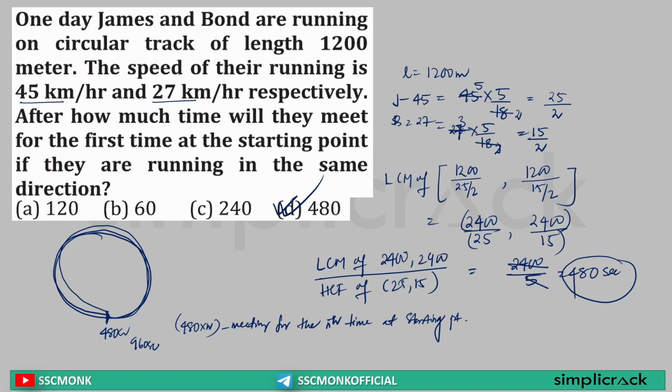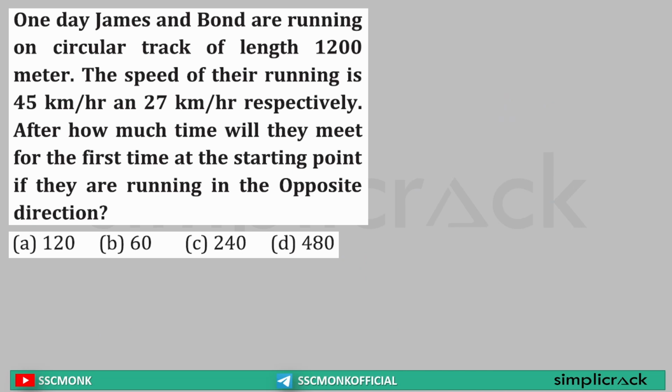Clear? Sorted? Next. One day, James and Bond are running on a circular track of this length, but now they are running in the opposite direction. What I told you in the very beginning is that even if it is in the opposite direction, the value is the same, the LCM of L by A and L by B. So the answer is 480 seconds. Is there any doubt over here?